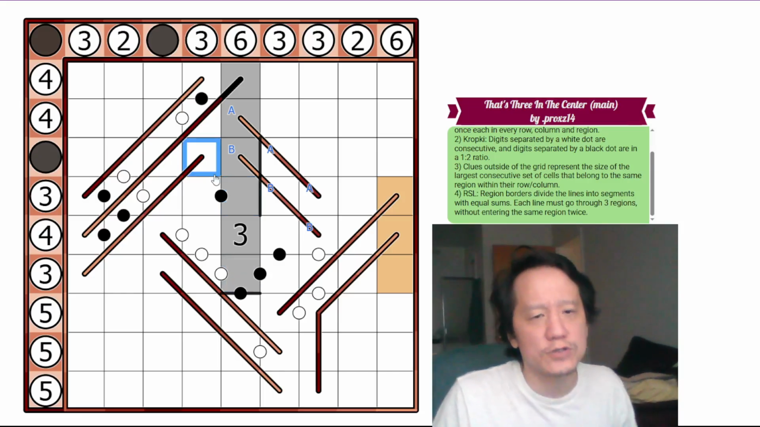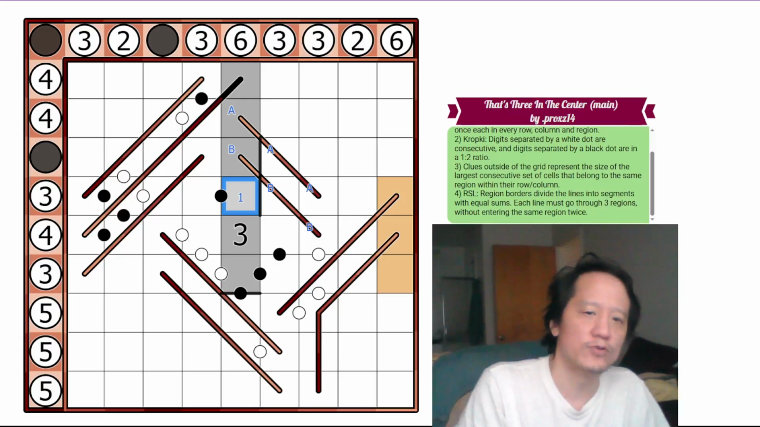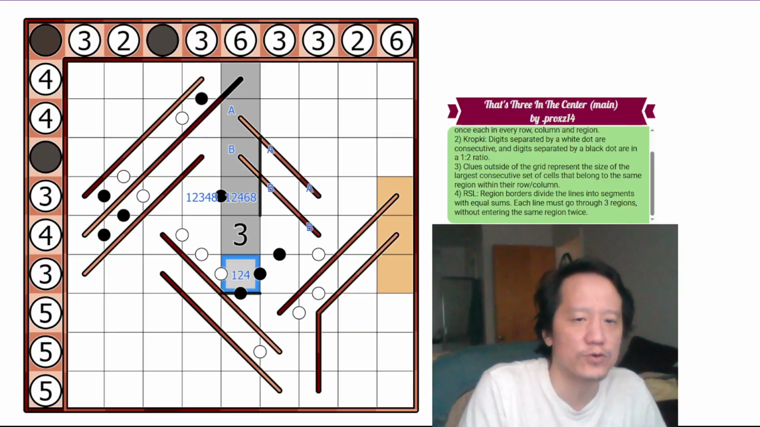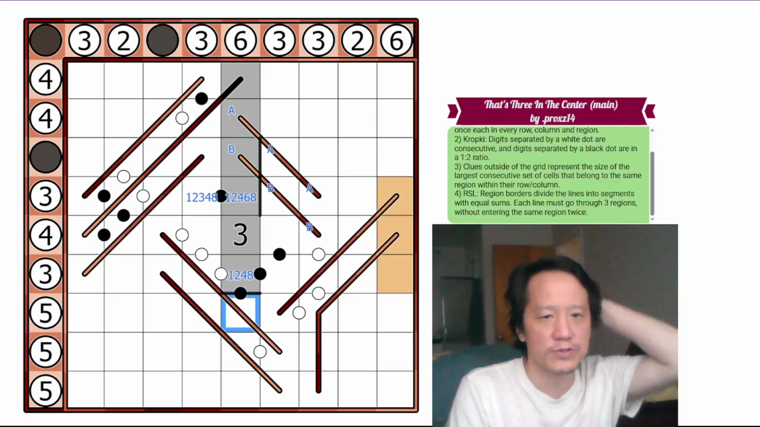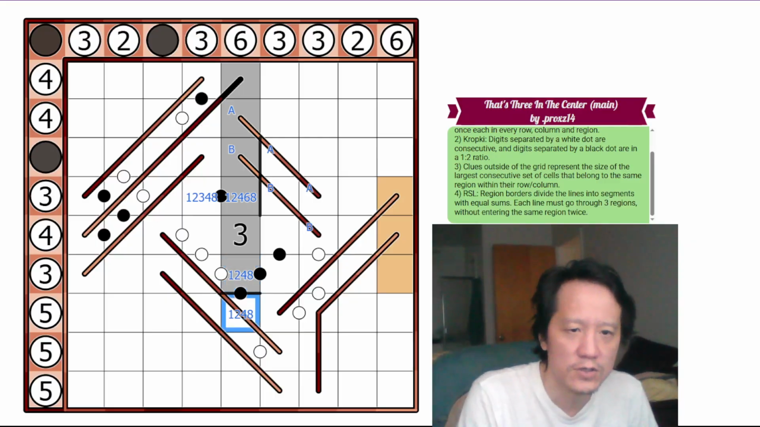These are in 1 to 2 ratios, though. So they must be... This can be 1, 2, 4, 8, which makes this 1, 2, 4, 8. This could be 6, and this could be 3. This is in a 1 to 2 ratio, but it's not 3. So this is, again, 1, 2, 4, 6, and 8. This can't be 6, because that would be in a 1 to 2 ratio with 3. So this is 1, 2, 4, and 8 here.